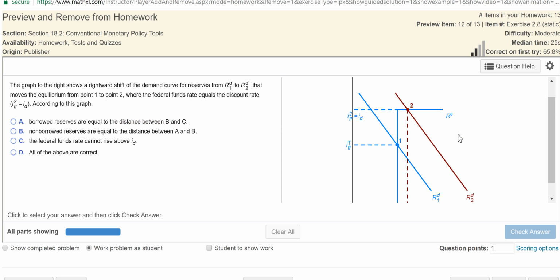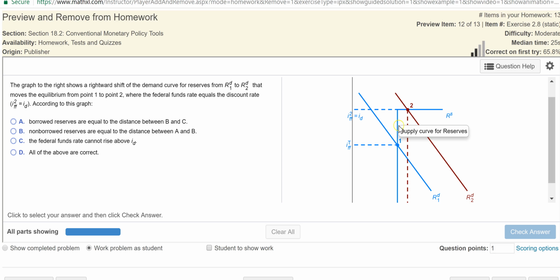So what is borrowed reserves? Basically, this is the reserves generated by borrowing from the Fed. And this vertical part refers to the non-borrowed reserves. So that's generated by the open market purchases. And then if the federal funds rate hits the discount rate, then banks in theory will be indifferent between borrowing from each other through the federal funds market or from the Fed. So that's the discount rate.